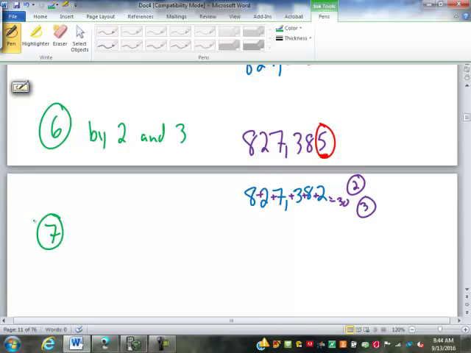Anybody know the rule for being able to tell something's divisible by 7? I keep asking that question, hoping for an answer, and I don't get one. There is no rule to tell something's divisible by 7. If one of you guys can come up with a rule that'll tell every time whether a number is divisible by 7, write it up and show it to me, and I'll give you an A in the class.